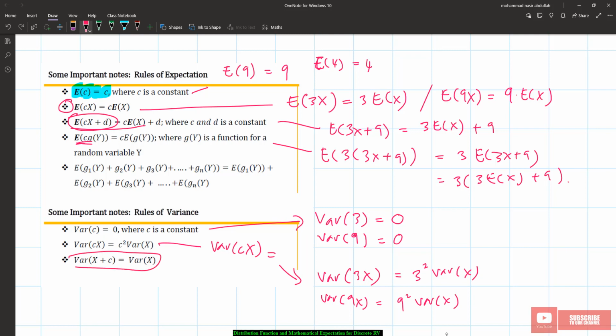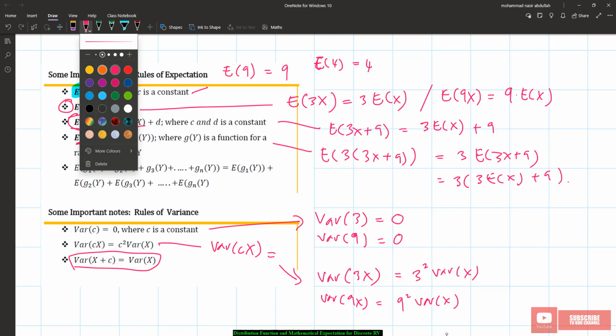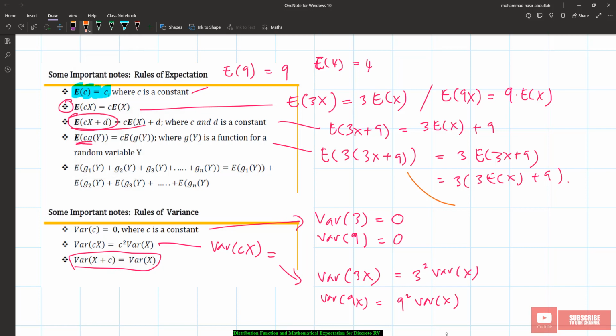And then let's look at this one. Just now I didn't show one more. Above I showed addition. Let's say this one. Expected of 3x minus 9. Just now this was plus, this one is minus. So it should be equal to 3 expected of x minus 9. It follows the same notation.